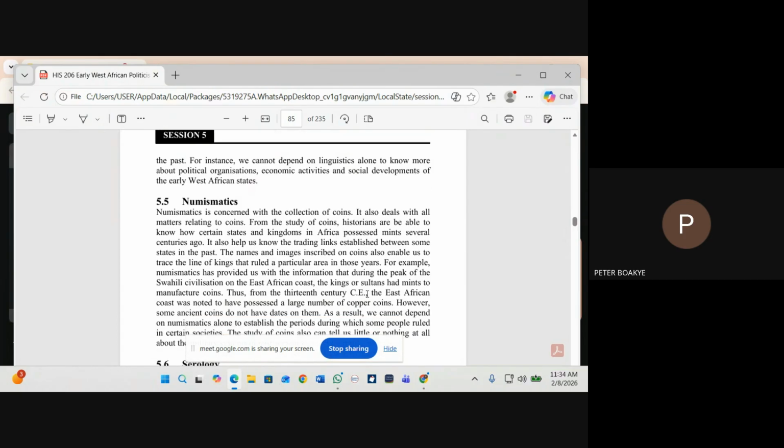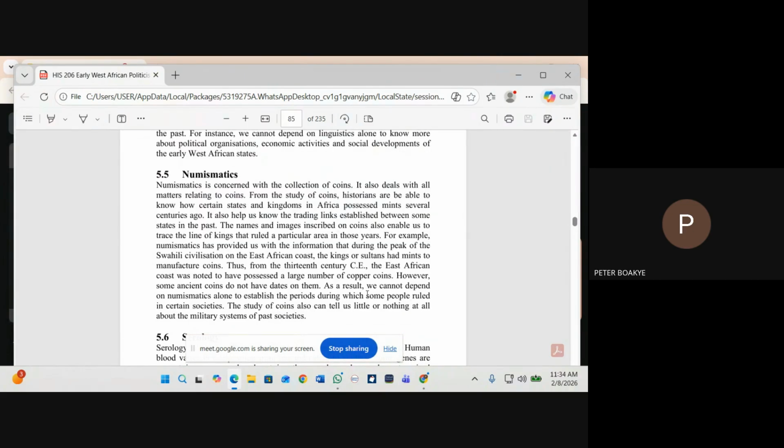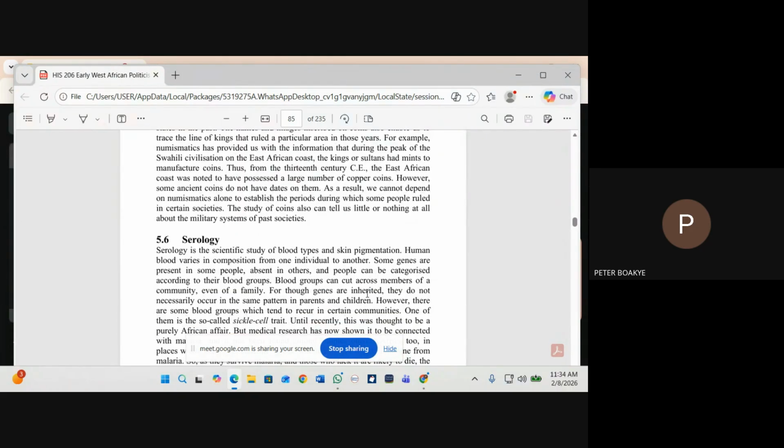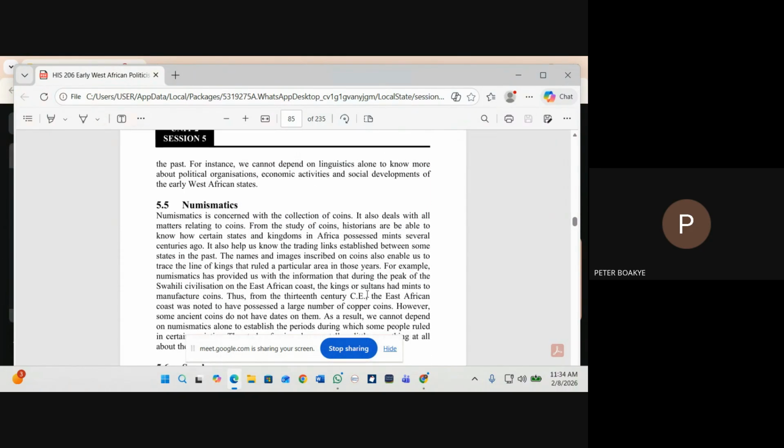So from the study of coins, historians are able to know how certain states and kingdoms in Africa possessed mints several centuries ago. We have been able to establish kingship lists for the city of Kilwa through numismatic studies. So numismatists are experts that study coins of a group of people. And we know that there was trade relation between the Chinese and the people of East Africa through numismatic studies.